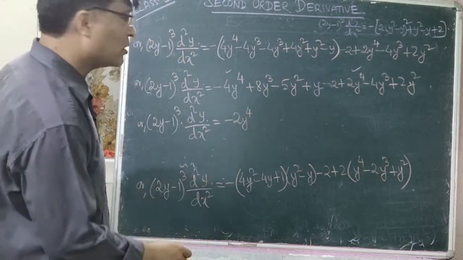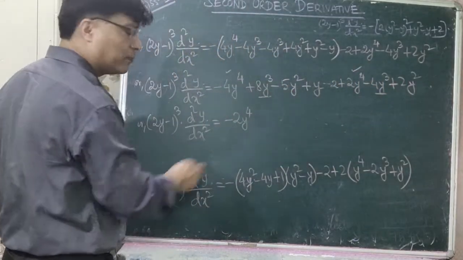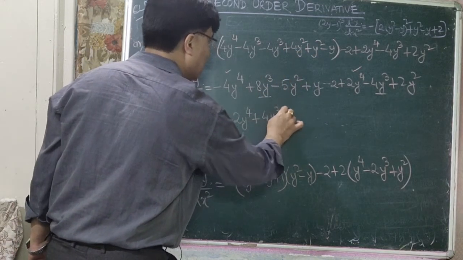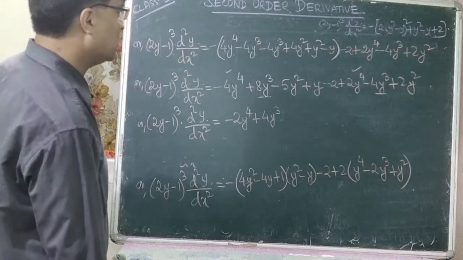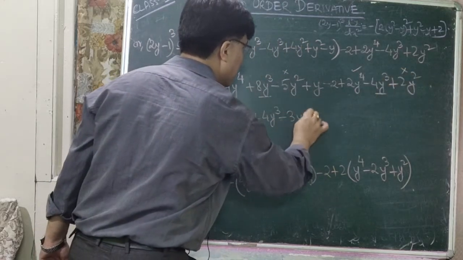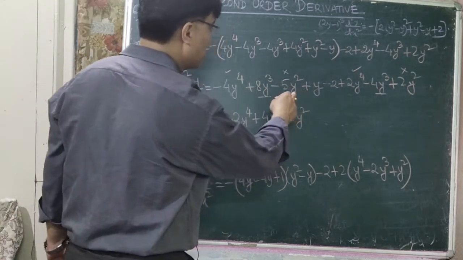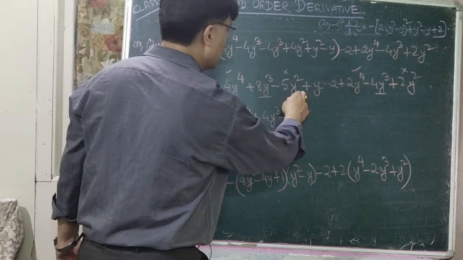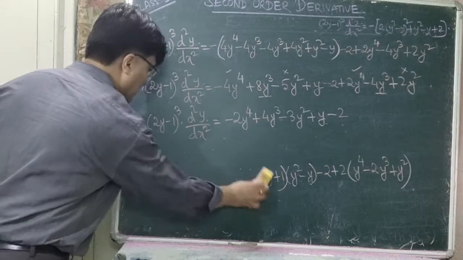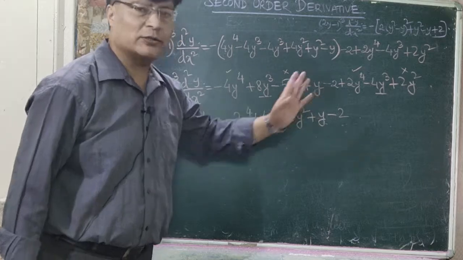Now you can simplify the term containing cube, minus 8y cube plus 8y cube minus 4y cube, plus 8y cube minus 4y cube. What is that? Plus 4y cube. Then simplify the term containing square, minus 5y square plus 2y square, that is your minus 3y square. Is that clear now? Then you can write down plus y, then minus 2. Okay. Now this is y to the power 4, y cube, y square, y minus 2.